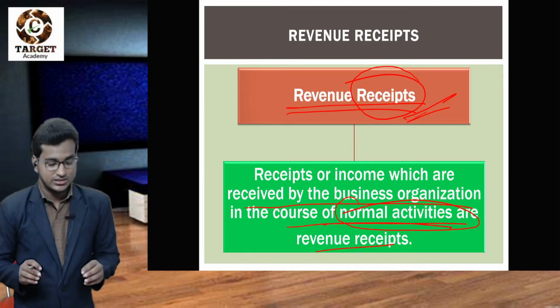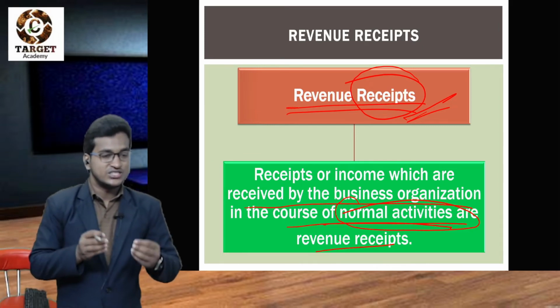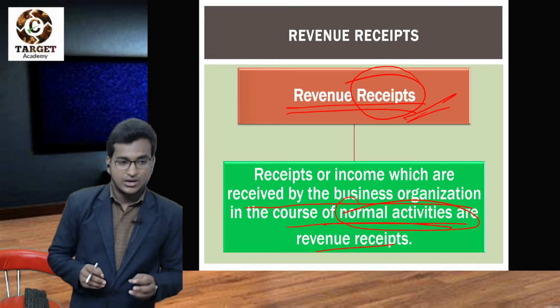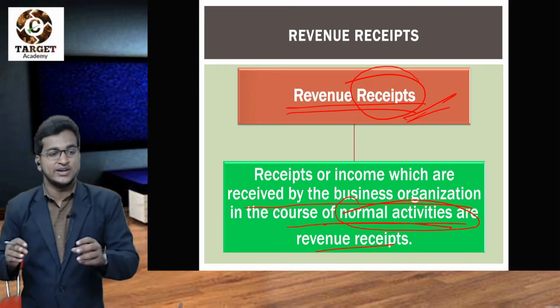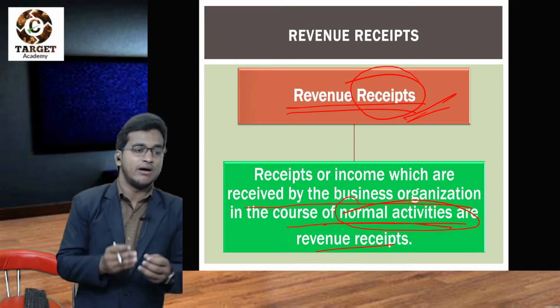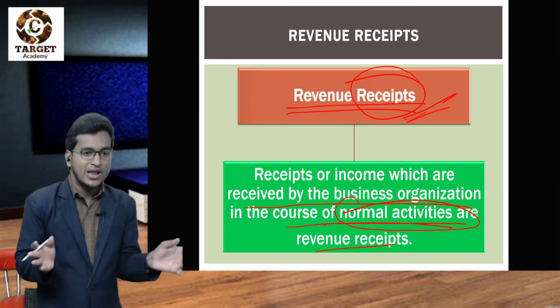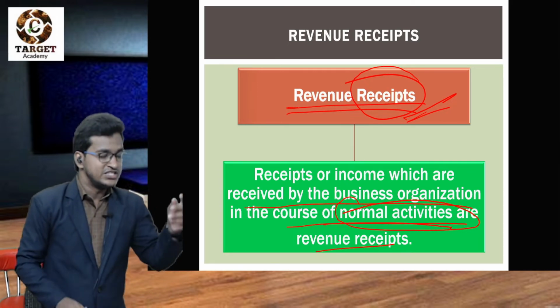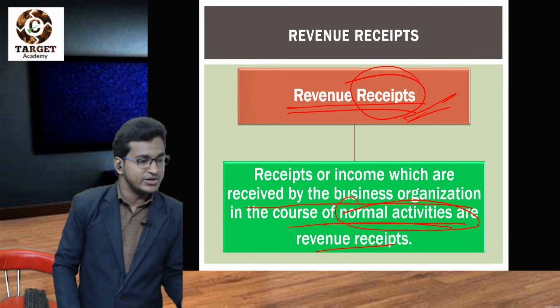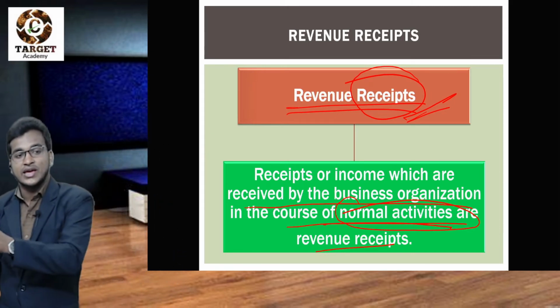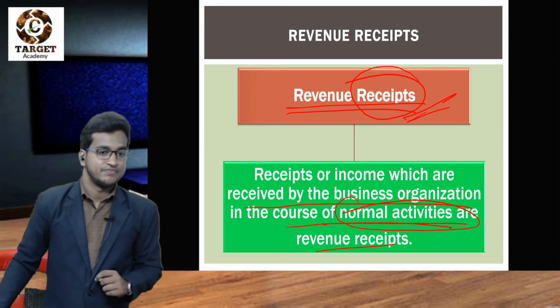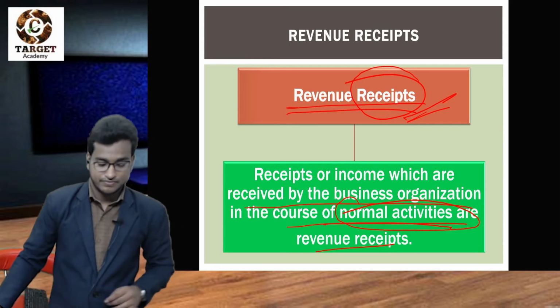Why? Because we are receiving in the normal course. That means we are selling the goods, we are receiving the money. That is my normal activity, nothing new. If it is a normal activity, that is revenue. Other than normal activity, that is capital. Are you getting my point? That's it.